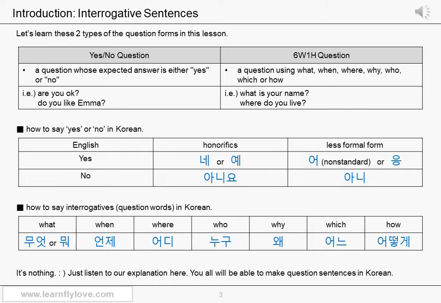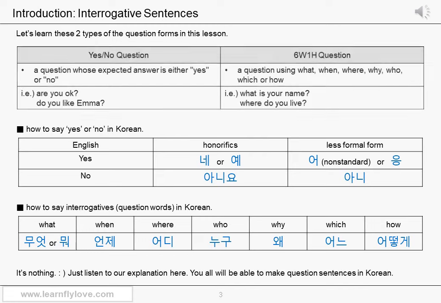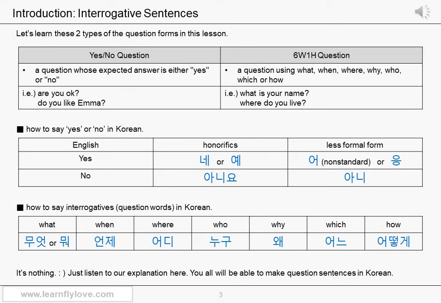There are two types of questions on this planet. Even though there are other types, they'll be subcategorized under these two major types. One is yes/no question, a question whose expected answer is either yes or no. The other one is 6W1H questions, or WH questions, whatever you call it. It's a question that starts with what, when, where, why, who, whose, whom, which, or how.